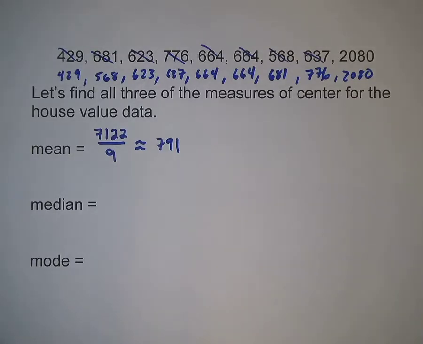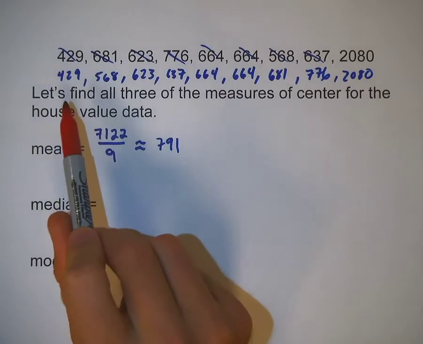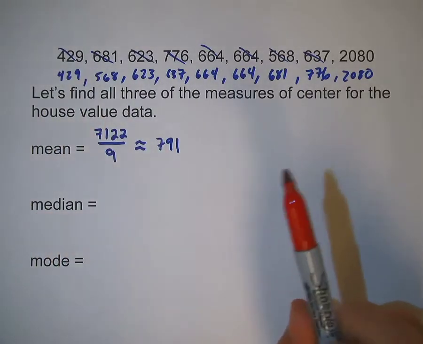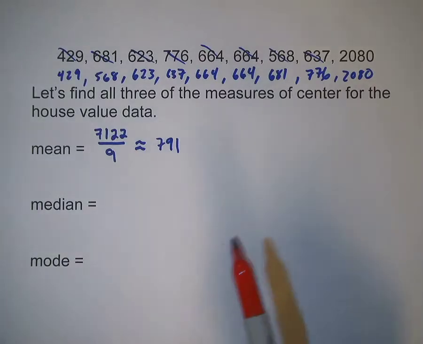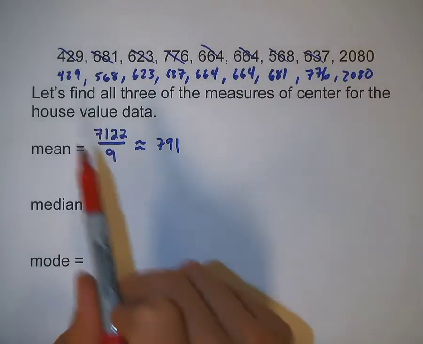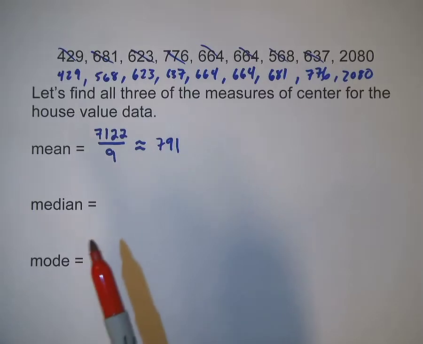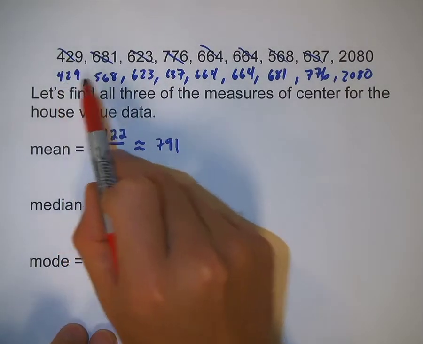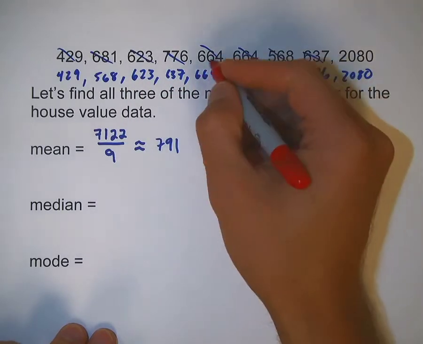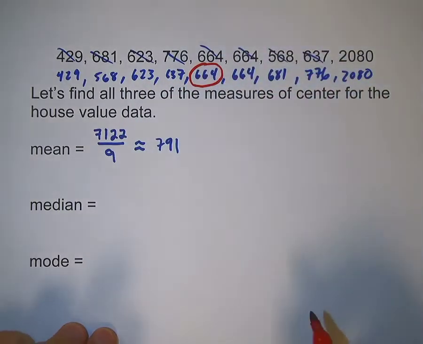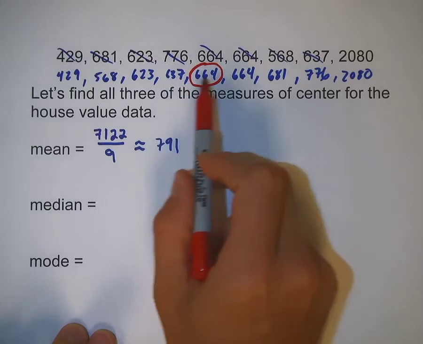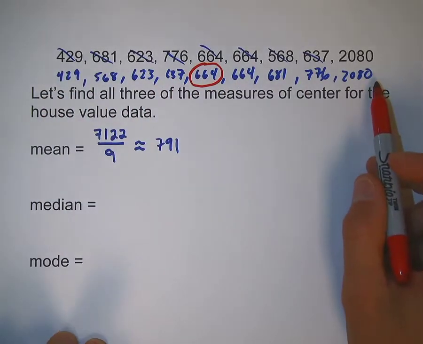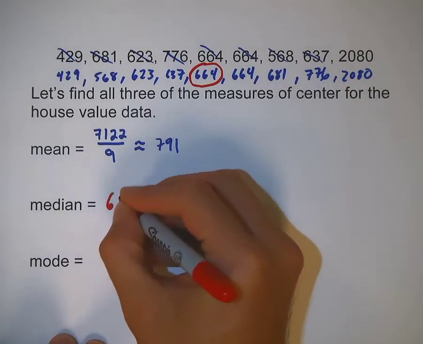Again, I am looking for the median, which is the middle number. If you have an odd number of numbers, it is the middle number. If you have an even number of numbers, it's the average of the 2 middle numbers. In this case, we have an odd number of numbers. If I have 9 values, that means the median will be the 5th value. So we just count in: 1, 2, 3, 4, 5. This ends up being 664. Since that's the median, I have 4 values on this side and 4 values on this side. So my median here is 664.